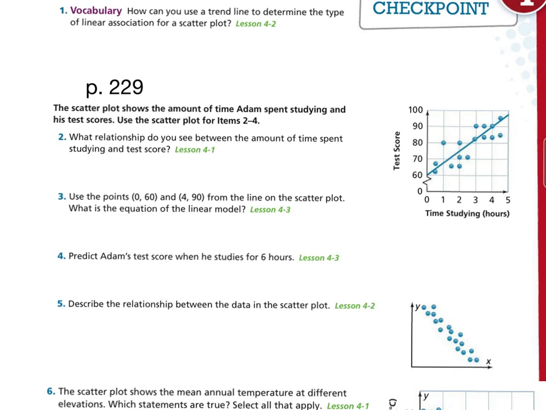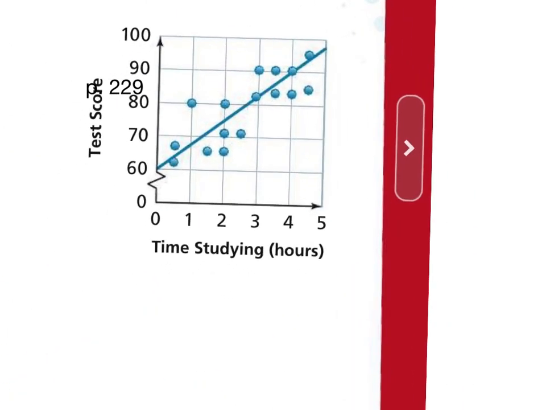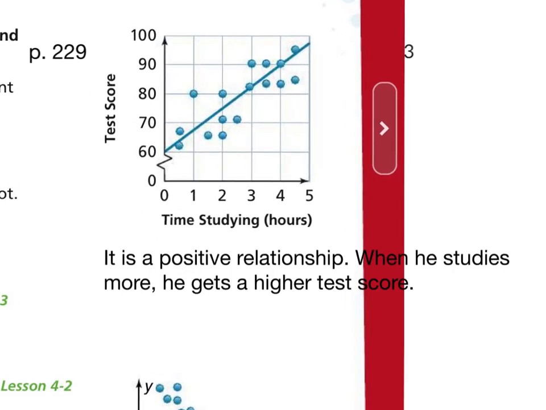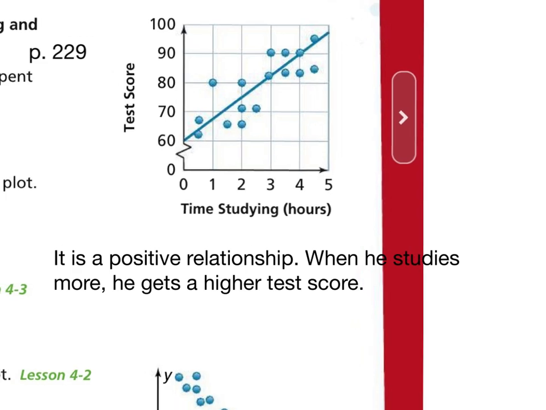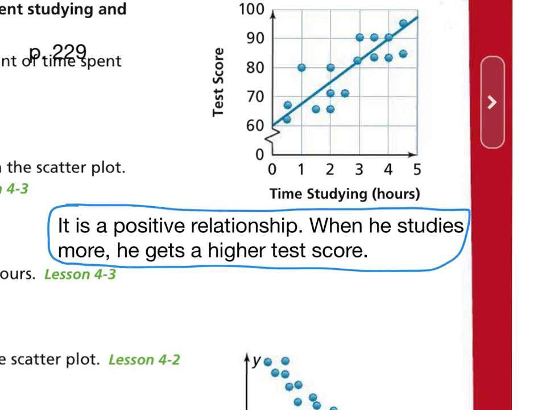So what relationship? We could say it's a positive relationship, would be one way of putting it. So we could say something like this, that it's a positive relationship, and so when he studies more, he gets a higher test score. Which is probably to be expected, right?